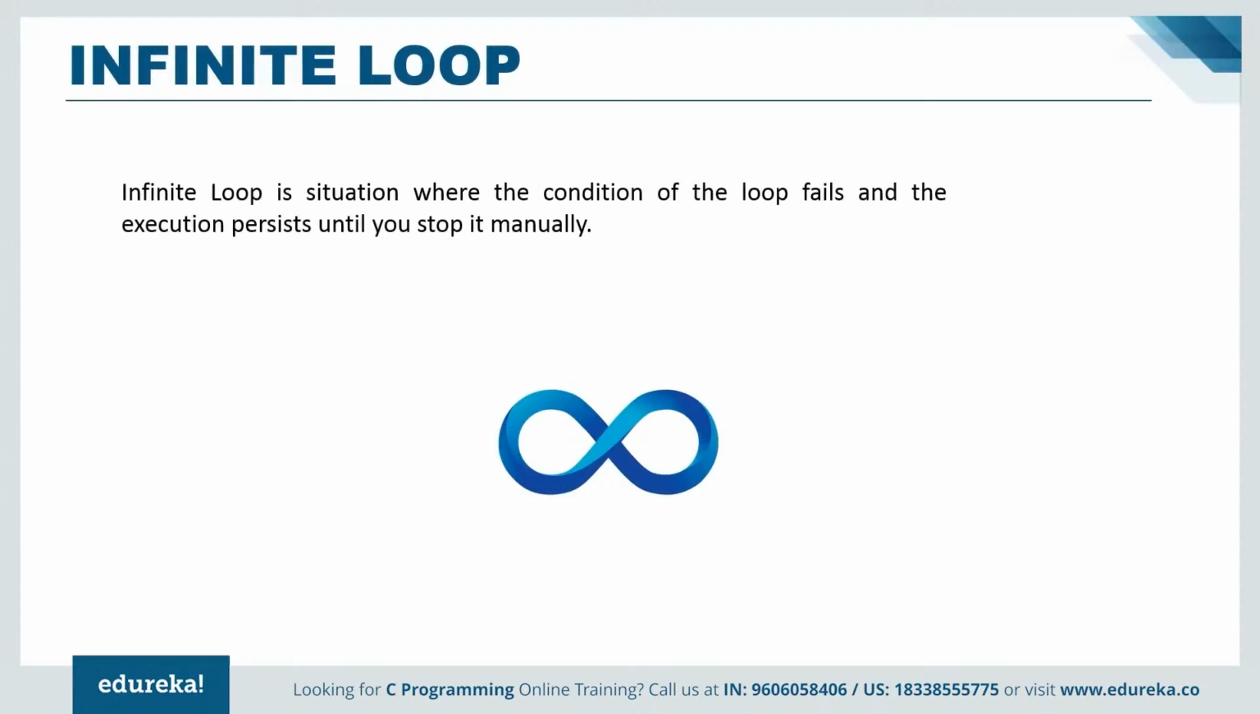Infinite loop is a situation where the condition of the loop fails and the execution persists until you stop it manually. Infinite loop is not actually a particular type of loop. It is a situation where the condition you have provided to other types of loops like while loop, do while loop, for loop or nested loop is failed, and then the compiler starts to execute the code segment present inside the loop for an infinite number of times until you stop it manually. This is the risk which you might face when you fail to provide the proper condition to your loop.